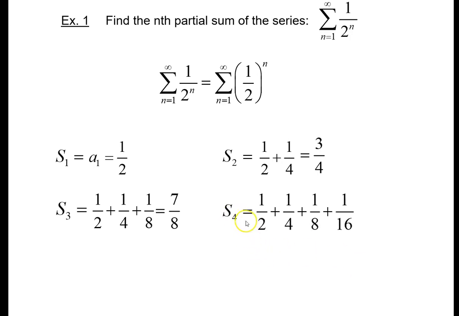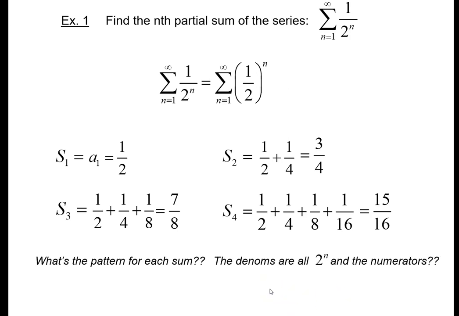Let's do one more. S sub 4 would be the sum of the first 4 terms, and that would give us 15 over 16. So hopefully looking at these sums, you've got 1/2 for the first partial sum, 3/4 for the second, 7/8 for the third, and 15/16 for the fourth. Hopefully you see that there's a little bit of a pattern here. You notice that all of the denominators are 2 to the n, right? So whatever n is, 2 to the n. Like the fourth partial sum, n is 4, 2 to the fourth is 16. Third partial sum, n is 3, that gave us 8, 2 to the third, and so forth.